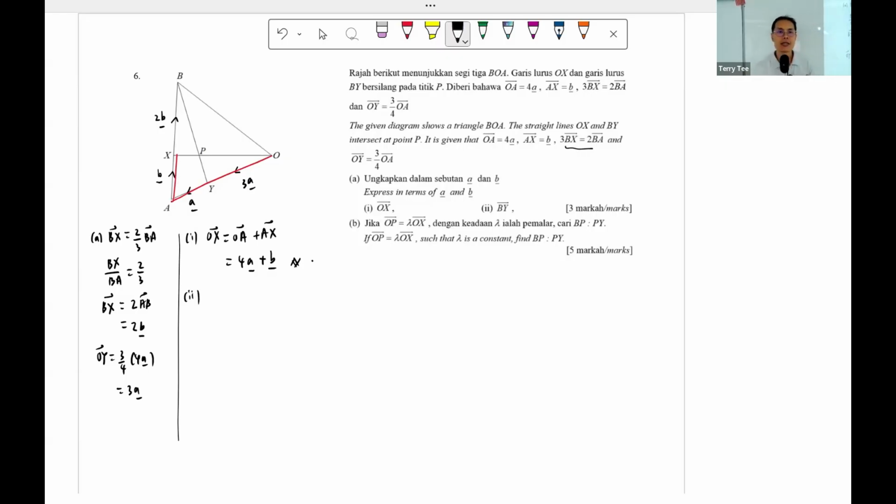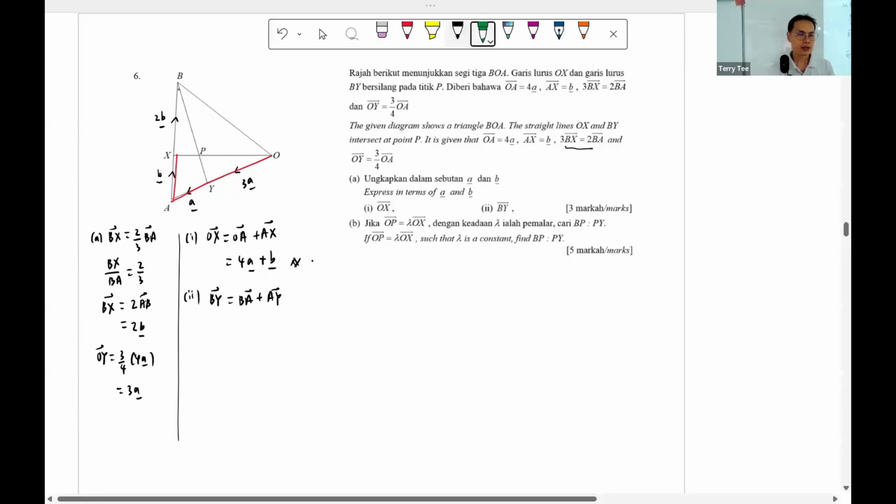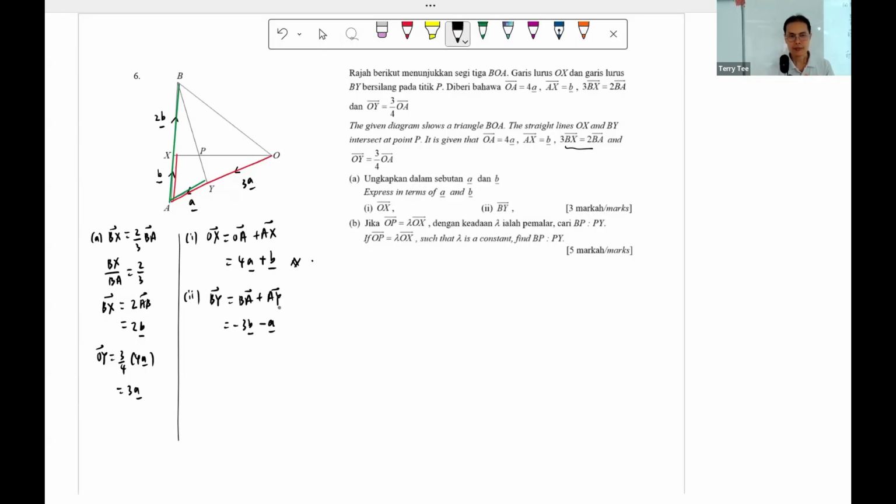Okay, second part, how about BY? How do you go from B to Y? Okay, look at the diagram. BY is B to A plus A to Y. B to A, I'm going this direction down. Maybe I use a different color. You can see B to A is here, right? Minus 3B, then minus 1A. So let us write minus 3B minus 1A. Okay, I got my BY.